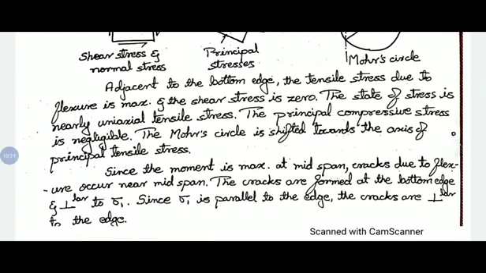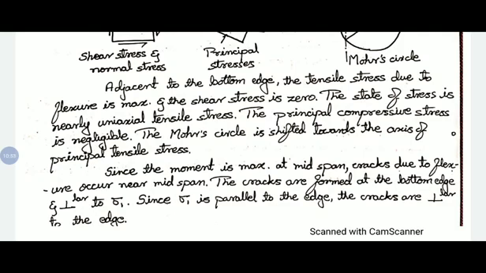So adjacent to the bottom edge, the tensile stress due to flexure is maximum. When bending occurs, bottom stresses will be under tension. In that case, the shear stress is 0. When there is maximum flexure or tensile stress, shear stresses will be 0. The state of stress is nearly uniaxial tensile stress, that is, stresses are acting along the axis. The principal compressive stresses are negligible, there is no compressive stress. So sigma 2 is almost 0 where sigma 1 is maximum.